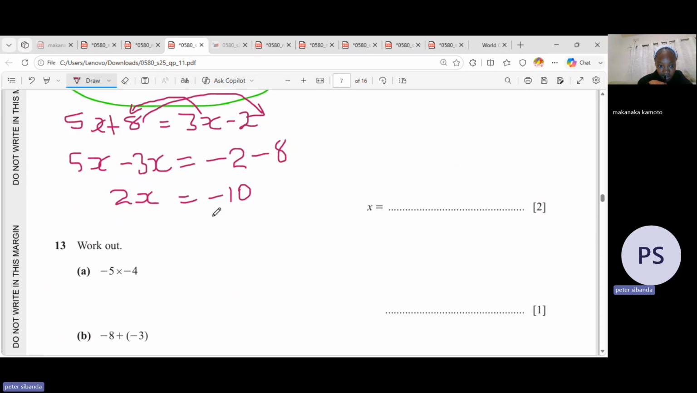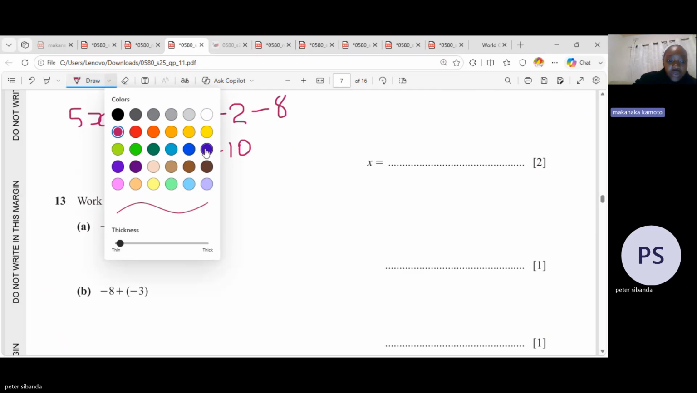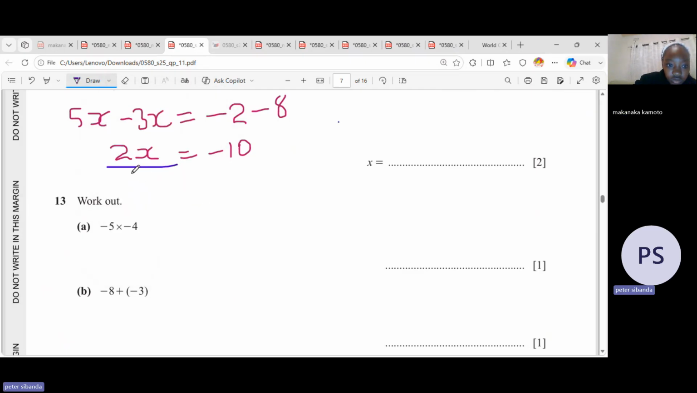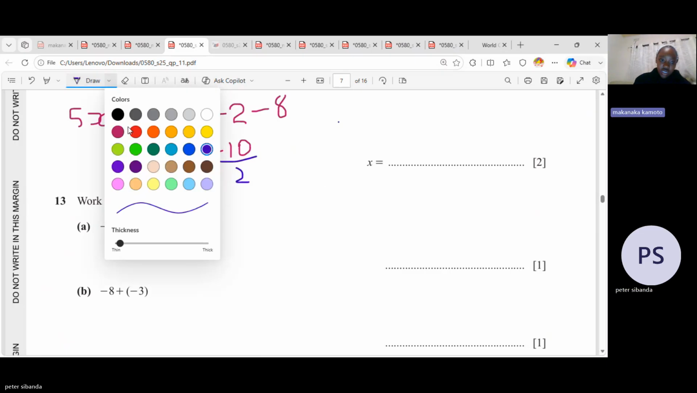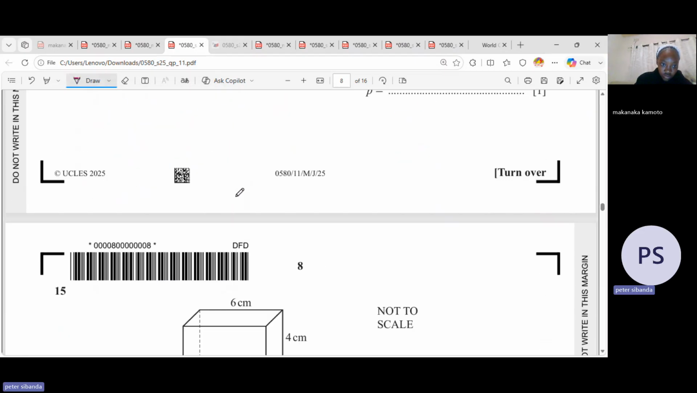Okay. What's the next step? Divide both sides by 2. So x becomes what? Negative 5. Negative 5, correct. Okay, this is done.